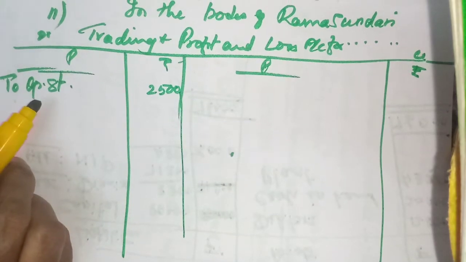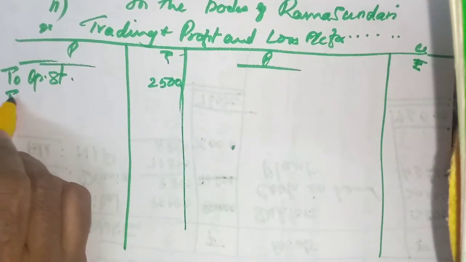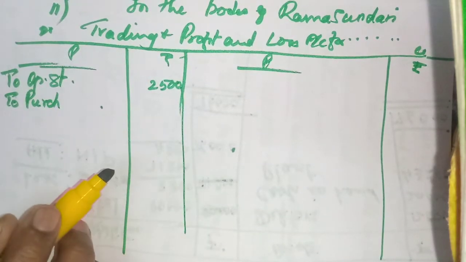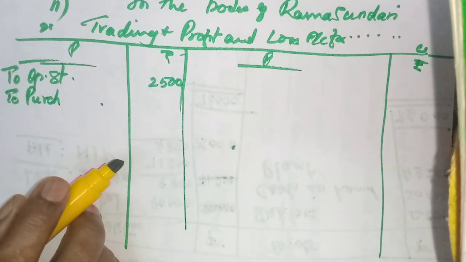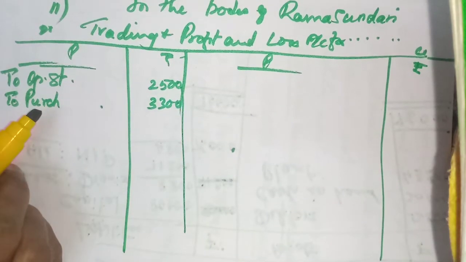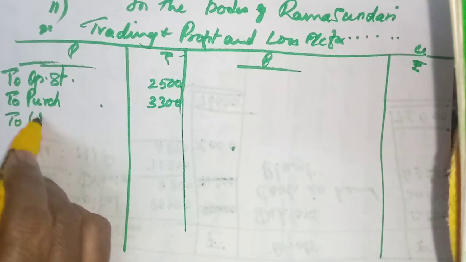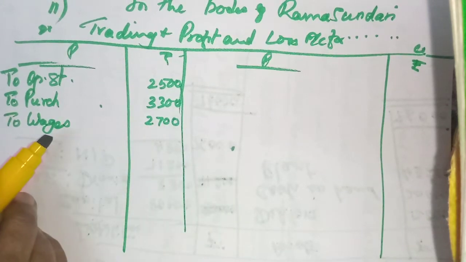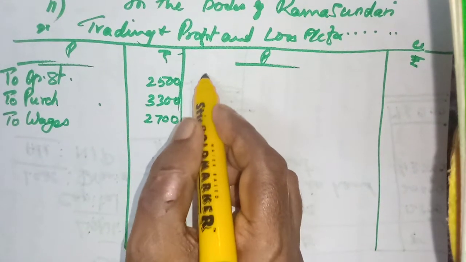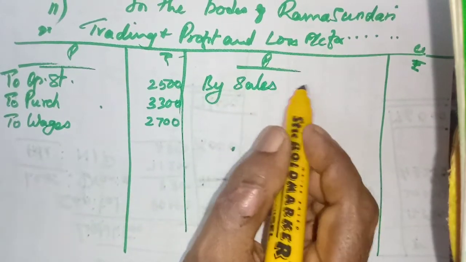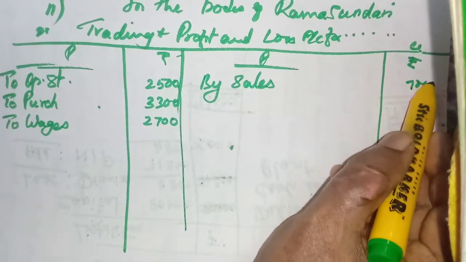Next item, purchases. When you write purchases, you have to check whether purchase returns there. Okay, then you have to write in the inner column and add and write here. Okay, here we do not have any returns. So purchases 3,300. Then the direct expenses, wages, the first one, second item, isn't it? Wages 2,700. Then any other expenses given, you check. No, isn't it? Then by sales. So no sales returns. So write the sales amount 7,000.